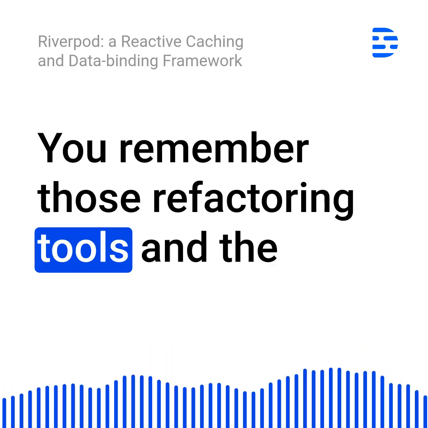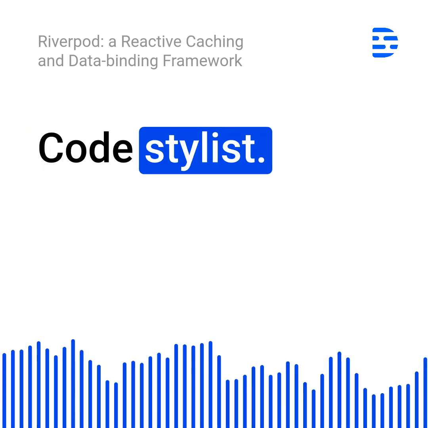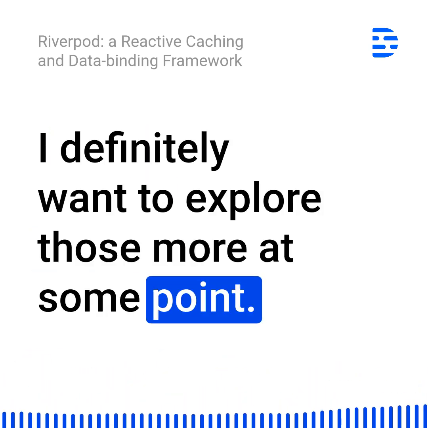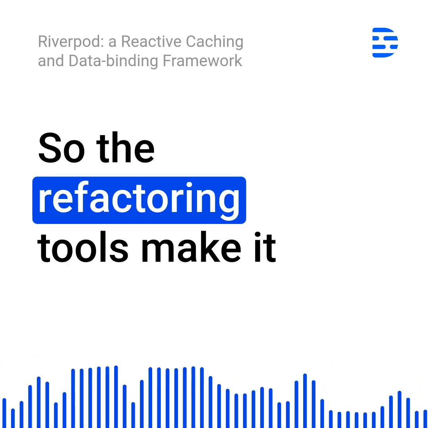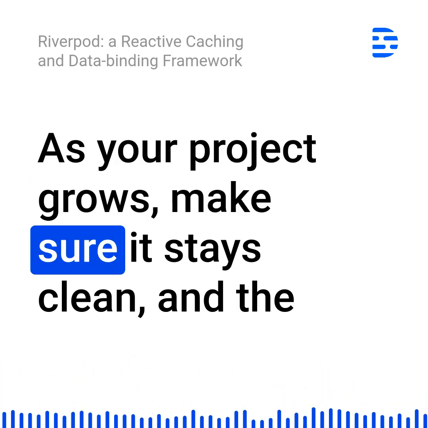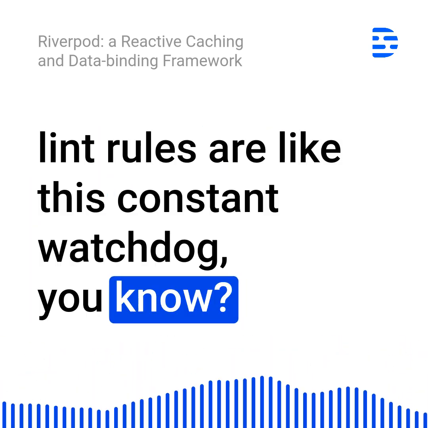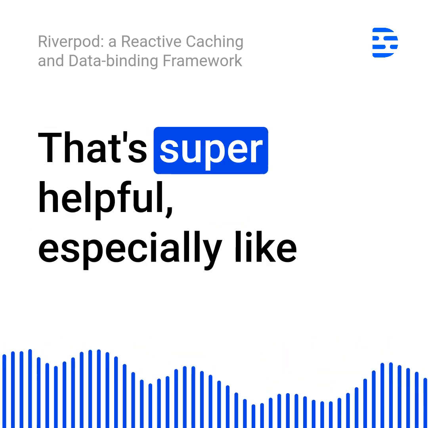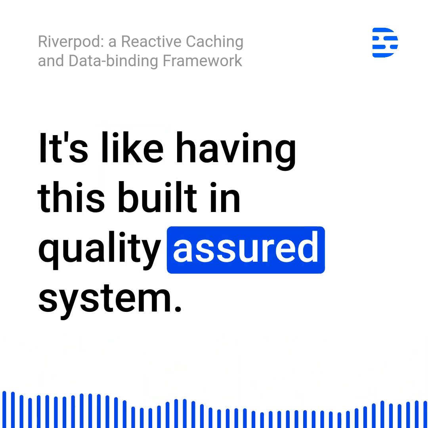You remember those refactoring tools and the lint rules that we mentioned earlier? Yeah, like the code stylist and super attentive proofreader. I definitely want to explore those more at some point. Yeah, they play a really crucial role in maintaining that code quality. So the refactoring tools make it super easy to restructure your code as your project grows, to make sure it stays clean. And the lint rules are like this constant watchdog. They're catching potential errors and style inconsistencies early on. That's super helpful, especially, like you said, on larger projects. Yeah, it's like having this built-in quality assurance system.